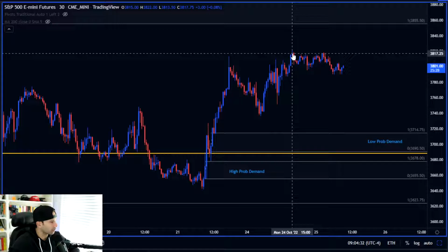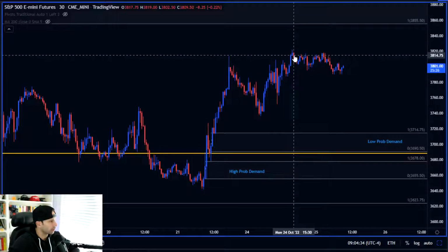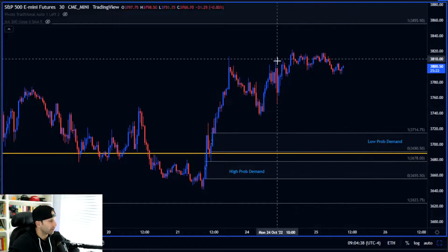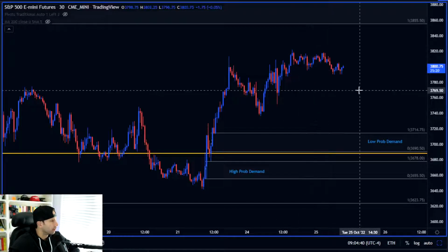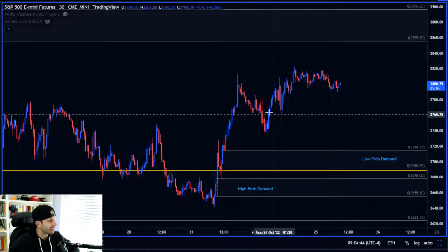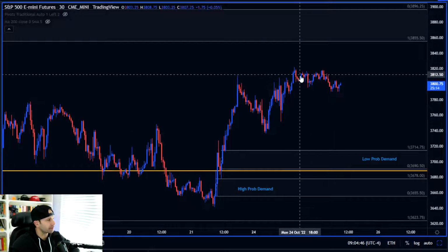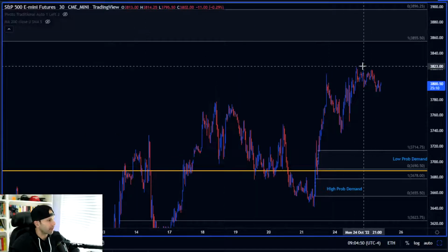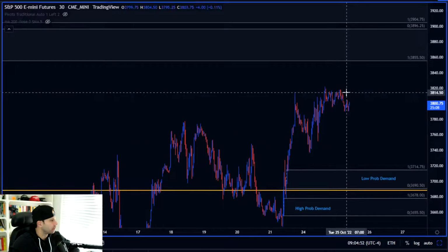We closed here, close to the upper side of the range, and now the overnight is right here. Now, we don't have any catalyst, but this is the setup for me to take a breakout to the upside. Okay, I don't have any supply. My supply is right here.